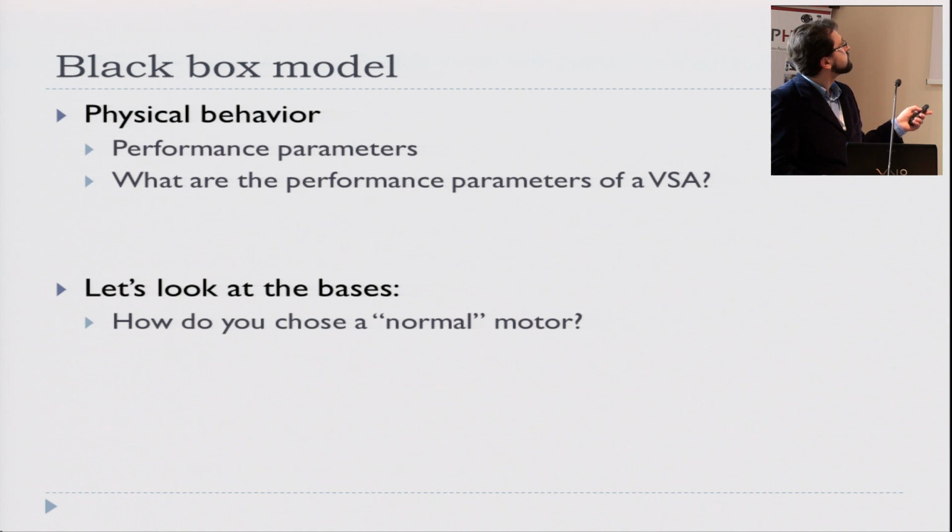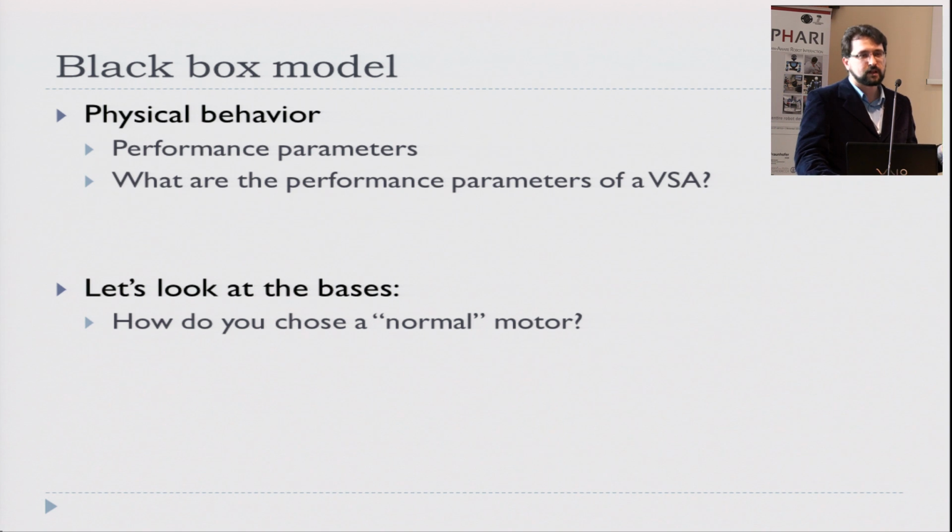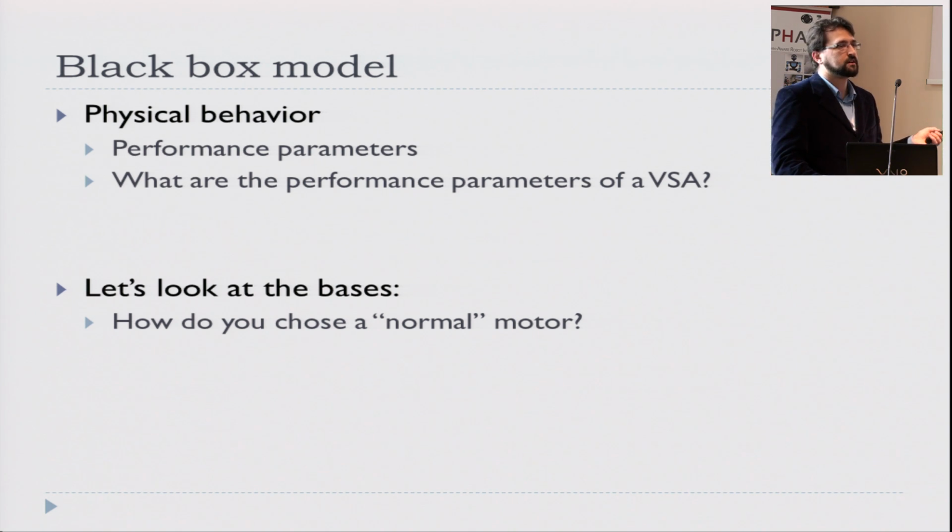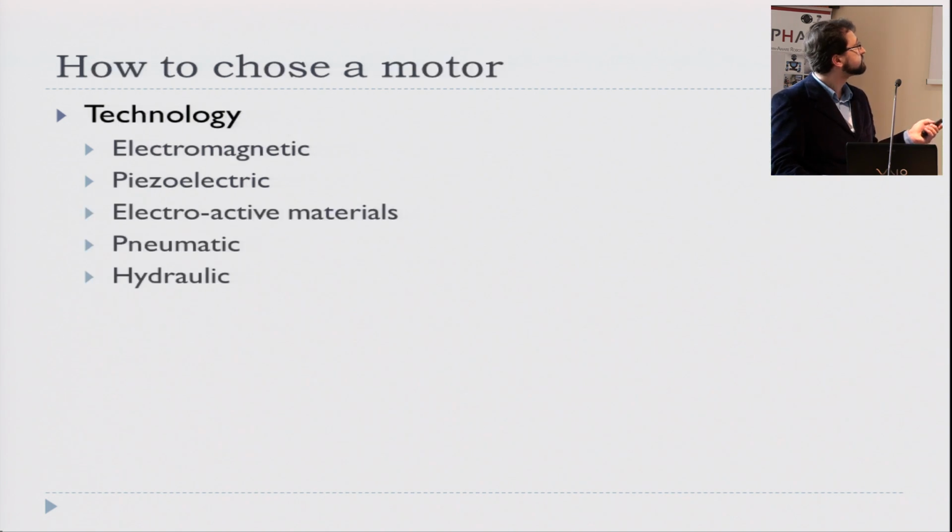We want to characterize, as a first step, the physical behavior of this kind of system, and so we want to look at the performance parameters of the system. So what are the performance parameters of a VSA? To understand this, we will look at the basics, and we will start from how to choose a motor for a normal robot, how to choose, for example, a DC motor or something else.